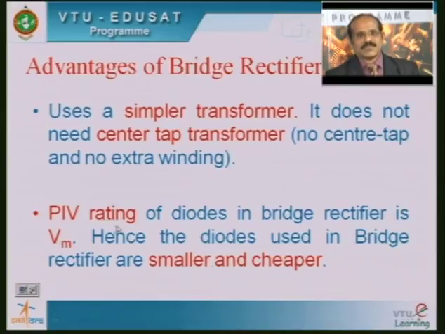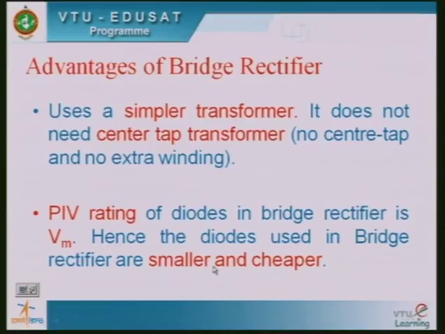In this case PIV means, as I told you, peak inverse voltage rating. It is defined as the negative maximum voltage that can be applied across the diode when it is reverse biased. So in the case of the center tap configuration, the PIV rating is 2 Vm. However, in the case of the bridge configuration, the PIV rating of the diode is Vm. The advantage is that when the PIV rating decreases, the size and bulkiness of the diode used in the rectifier also reduce, and the cost of the diode used in the bridge rectifier also reduces.